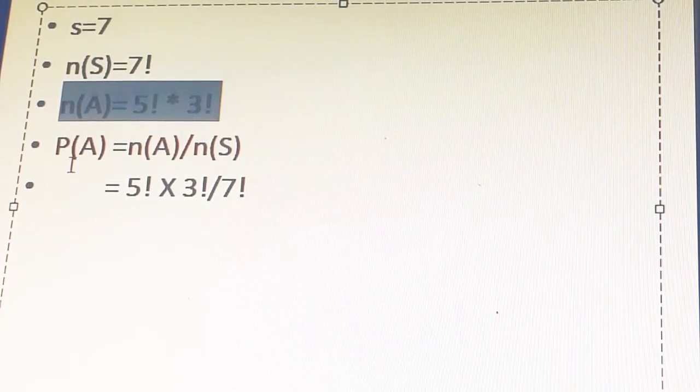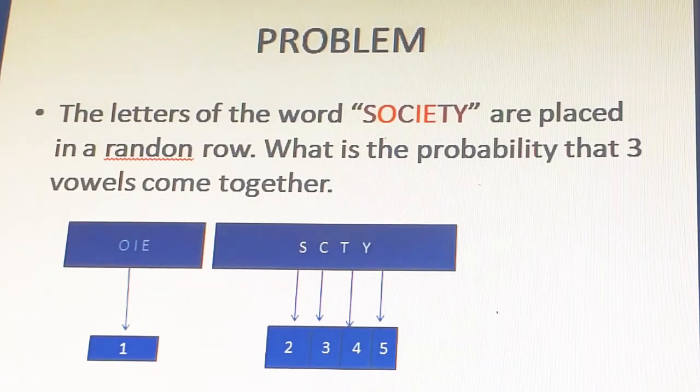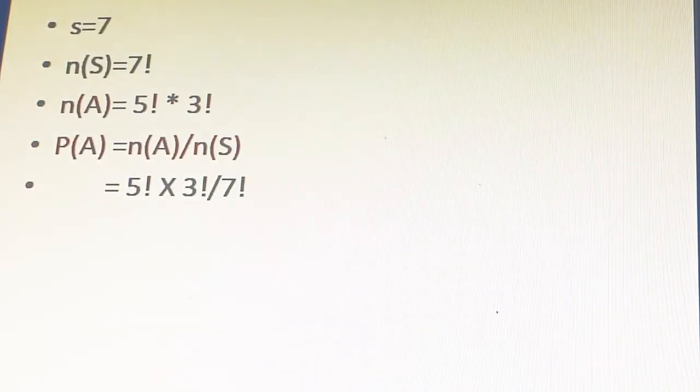Finally, the answer: P(A) is n(A) by n(S). Your favorable outcome is 5 factorial times 3 factorial, divided by your total possible outcome, which is 7 factorial. This is the final answer. Understood, students? It is very simple. Once you understand the concept, it's going to be very, very easy. You can pause the video and try to solve it on your own. So this is the answer.